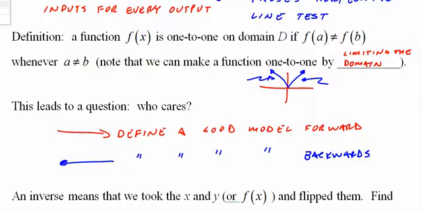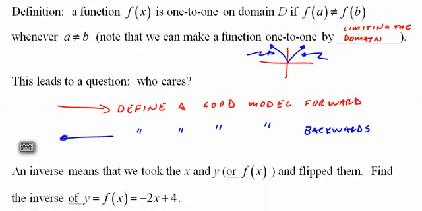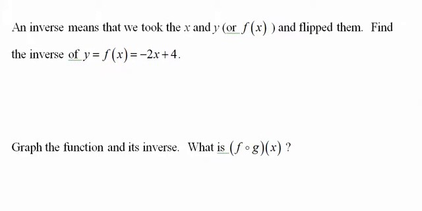That's kind of important. I mean, I come up with a good model for predicting what the temperature will be on any given day of the year, and it works. You have to think, does it work going backwards? Well, the temperature outside is 60 degrees. That could be March 18th, or it could be October 15th. So that would not be a one-to-one function. It's not a really good model going forwards and backwards.